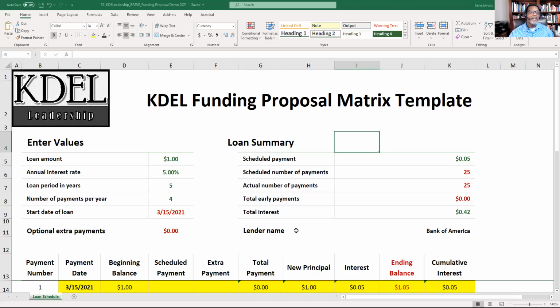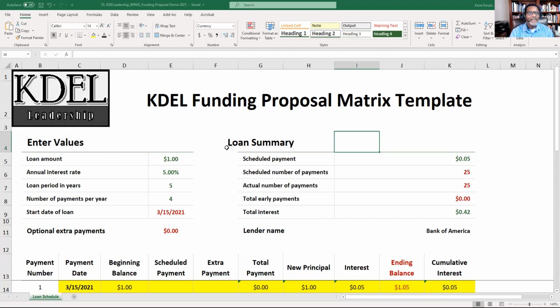And that is this. All right. This is what we've called the KDEL funding proposal matrix. It's a template. You already have it on your platform, Module 6 platform tab. Just go there and download it, and you can use it. A word of warning or caution: before you use it, save it as, meaning save a copy and begin to work off the copy. Save the original so you can own it for life, because it belongs to you for life. You've paid for it.